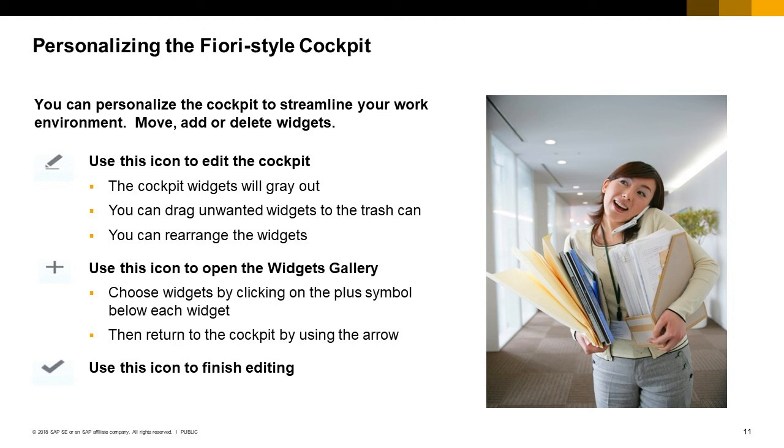Choose the pencil-shaped icon and the cockpit grays out, allowing you to edit. You can drag unwanted widgets to the trash can or rearrange the widgets on the screen. The plus-shaped icon will appear once you have begun to edit the cockpit. Choose this icon to open the Widgets Gallery. The Widgets Gallery contains all your available widgets. Find the widget you want, then click on the plus symbol below the widget to add it to your cockpit. When you finish editing, choose the check mark.